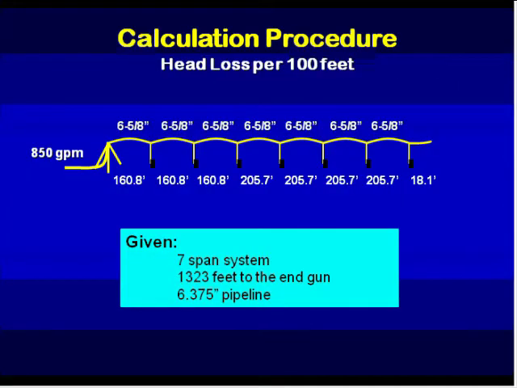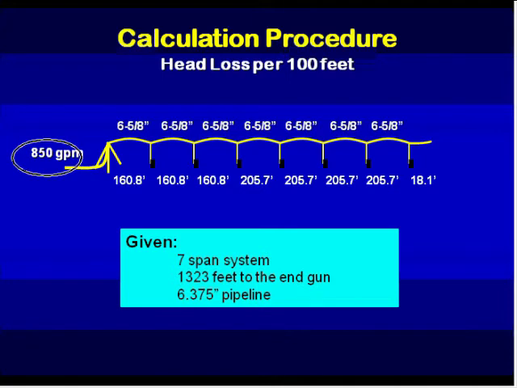So let's look at a system here that has 7 towers on it, and the overall length of the system is 1,320 feet, and we have an end gun at the end. The pipeline diameter is that 6 5/8 inch all the way out. Also assume that we've got 850 gallons per minute coming into the pipeline from the left here, or into the pivot.